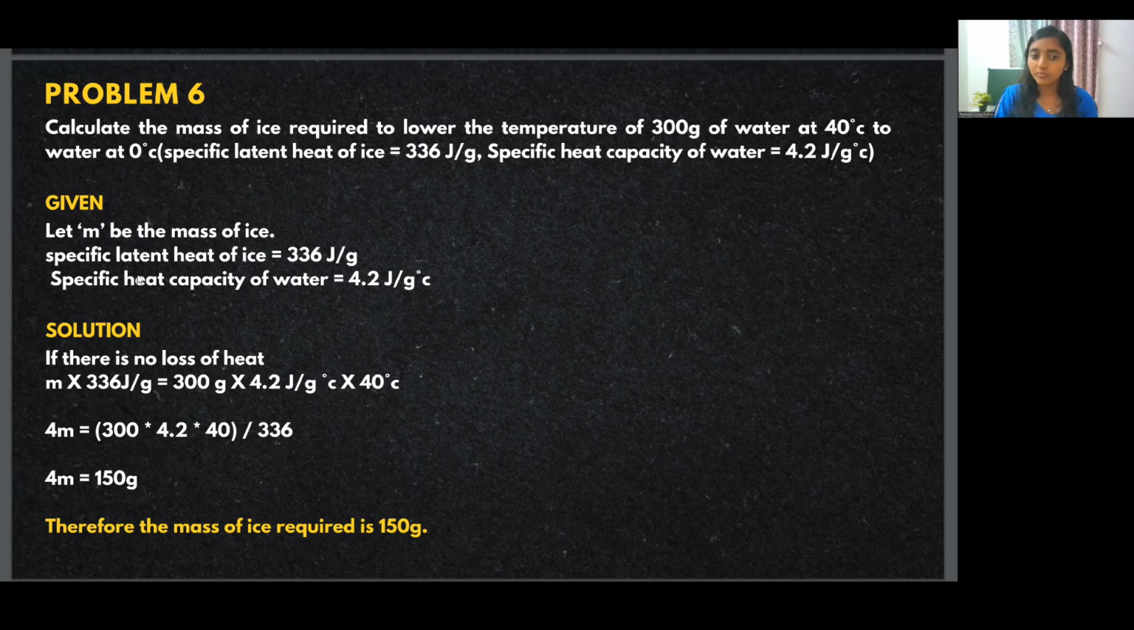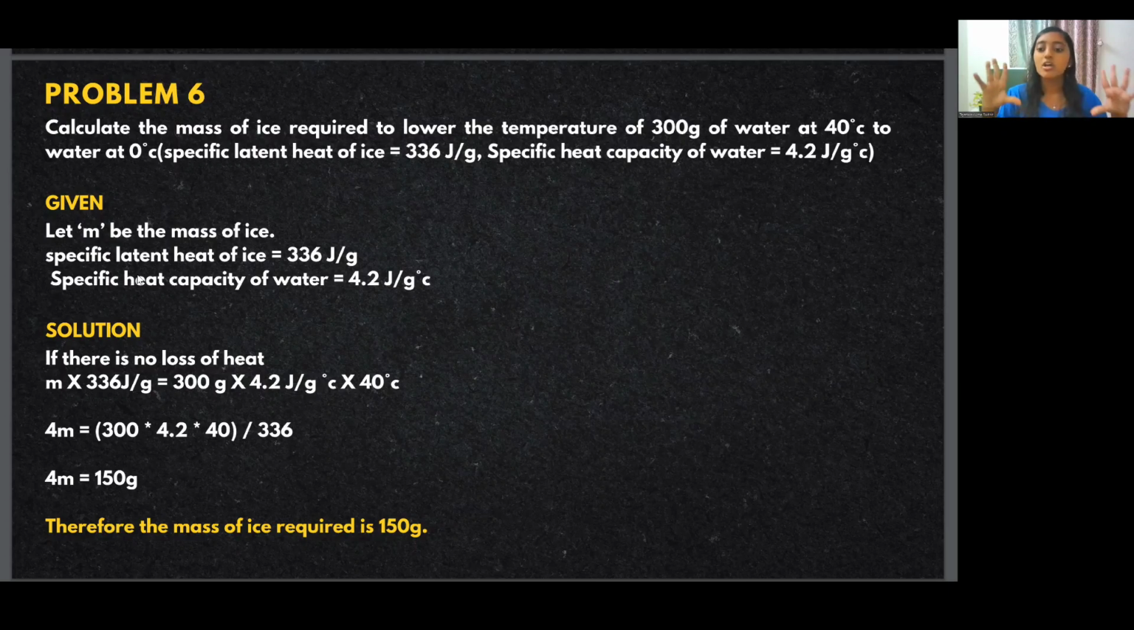Earlier, the 4M was a typo. It is just M. I hope all of you will please excuse me for this. M is equal to, it's very obvious, right? 300 into 4.2 into 40 divided by 336. So M is equal to 150 grams. Therefore, the mass of ice required is 150 grams. So the answer for this particular question, the mass of ice, is actually 150 grams.